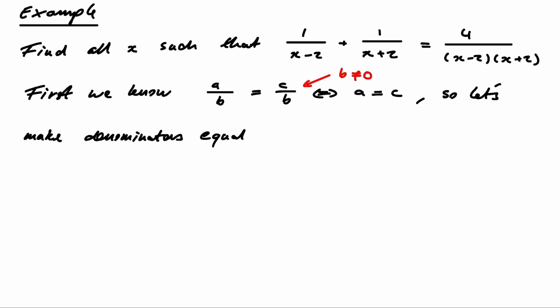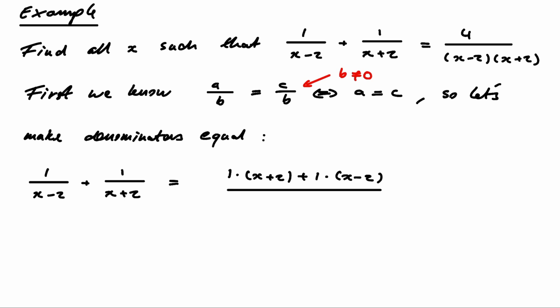Now, thankfully, it's not too hard to do this, right? We can see the left-hand side, I can just combine it as a fraction. So this is going to be equal to 1 times x plus 2 plus 1 times x minus 2, divided by the product. And there's no need to multiply out the product.